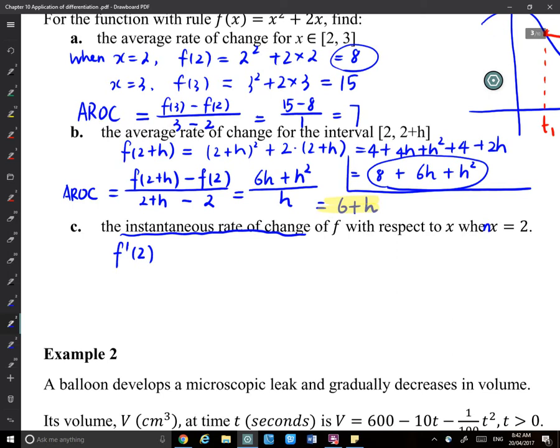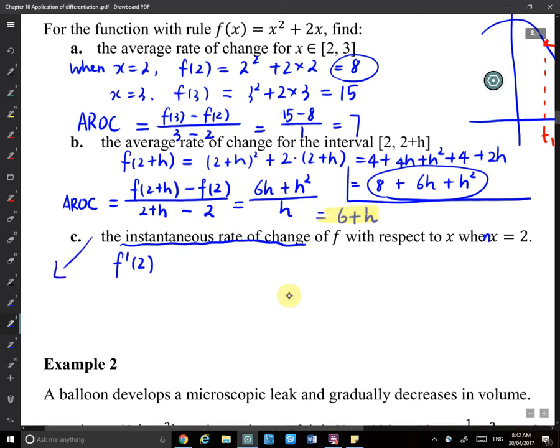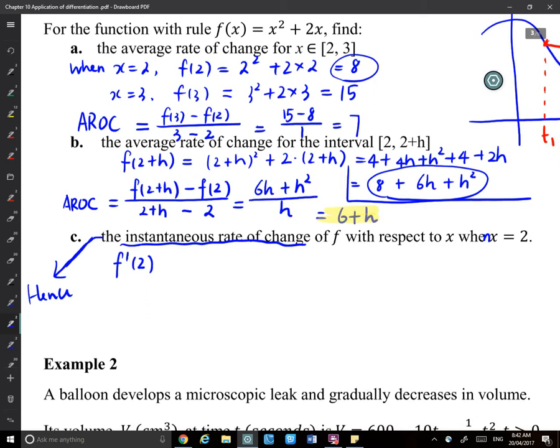But remember, parts B and C must have some connection between each other. Okay, I can say 2 and 2 + h, there must be some connection between each other. So in some cases, it will say hence. Okay, in this case, you can do both ways. You can find f'(x) and put 2 in. But if the question says hence, find the instantaneous rate of change at x equals 2, you cannot find f'(x) and substitute 2 in. You must use the answer for the previous question. Use that answer. So how can we use that answer?